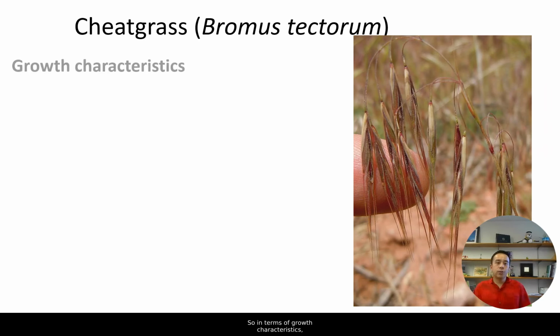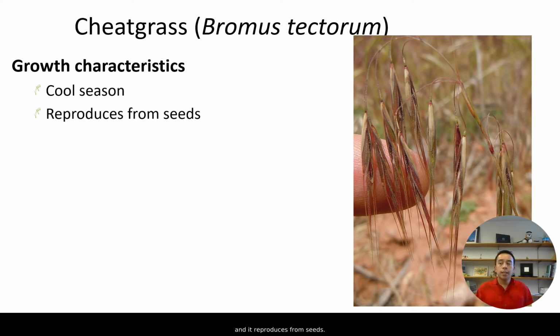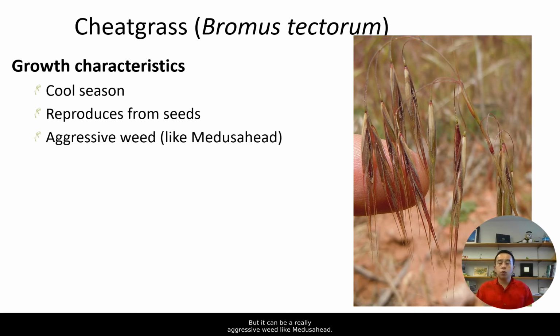So in terms of growth characteristics, cheatgrass is a cool season plant and it reproduces from seeds, but it can be a really aggressive weed like Medusa head. It also grows rapidly, like Bromus diandrus. It germinates in the fall or winter when it first rains. It grows rapidly throughout the winter and spring, and it produces an enormous amount of thatch or litter, which is basically dead plant material sitting on the ground, which again affects fire frequencies like Medusa head, and also prevents other native plants or other desirable forage species from germinating through that thatch.